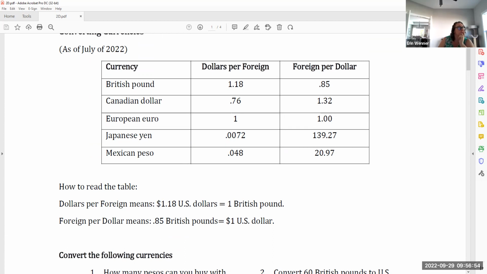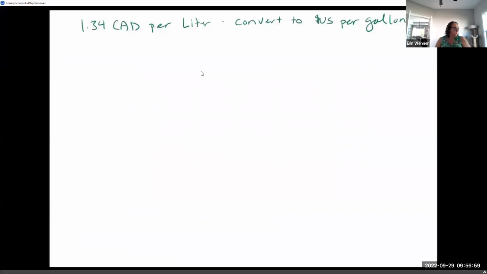So if we go back to my handwritten stuff, we want to look at the conversion factor that's going to give us US. So this means we're going from foreign to US. So does anybody have that conversion factor to share? Trying not to switch back and forth all the time.